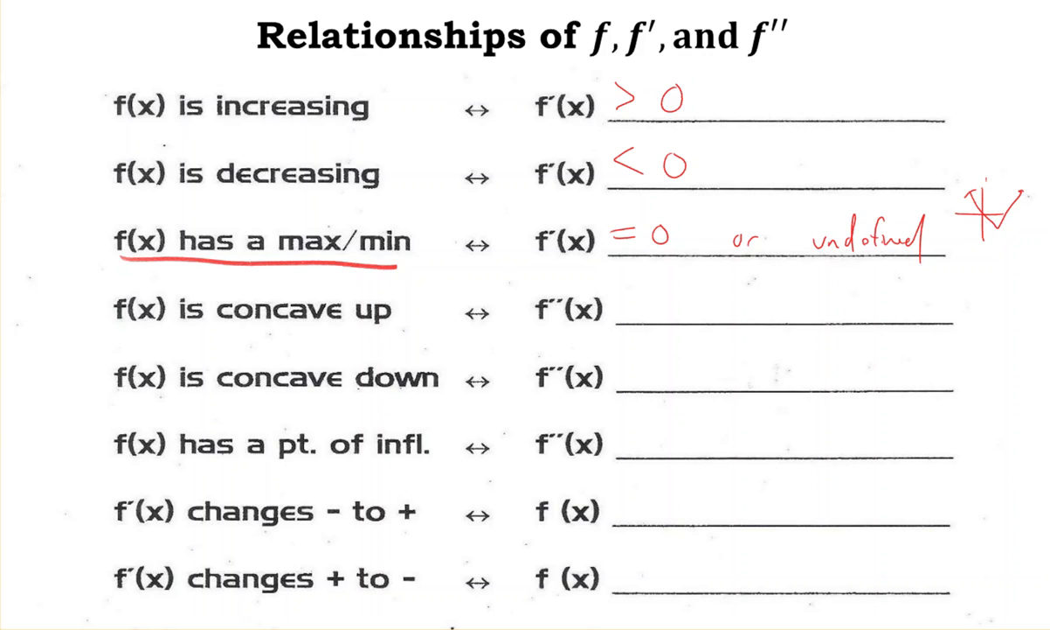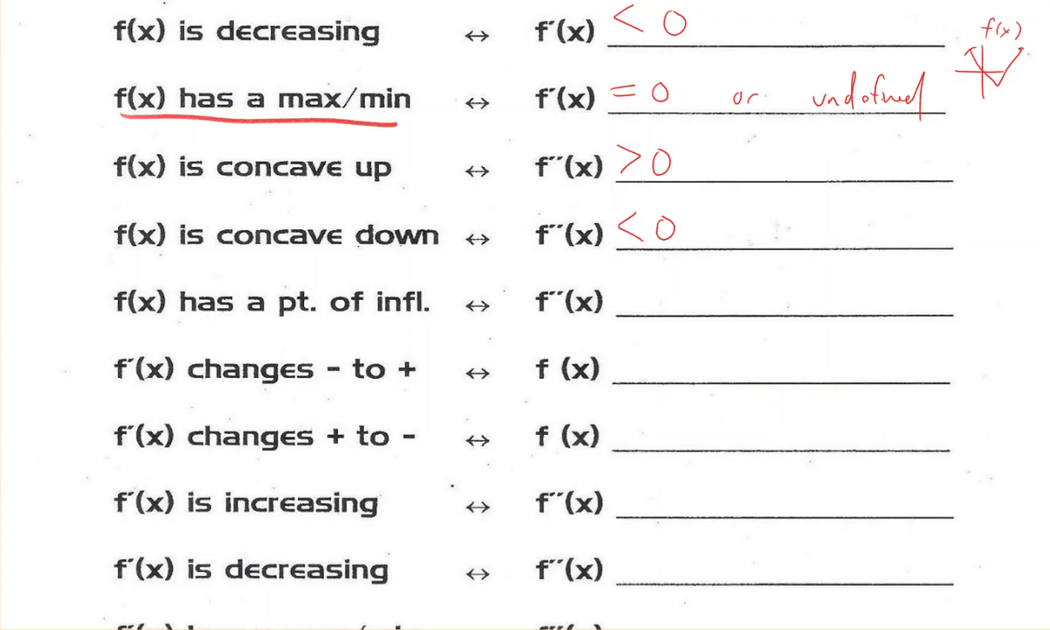This was the function. Okay, for a graph to be concave up, the second derivative needs to be positive. Concave down is when the second derivative is negative. Again, nothing new here, just kind of putting it all in one nice neat place and reviewing. To have a point of inflection, that's going to happen if and only if the second derivative is 0 or undefined. Possible points of inflection come when the second derivative is 0 or undefined.